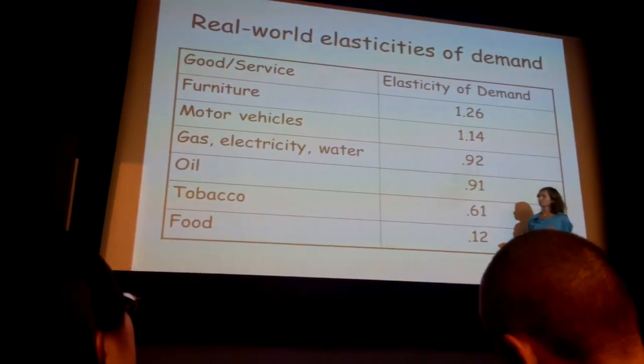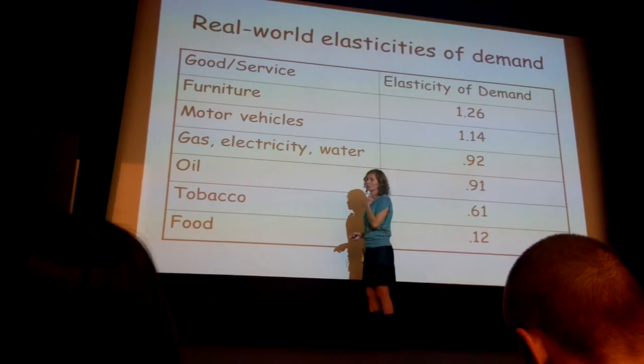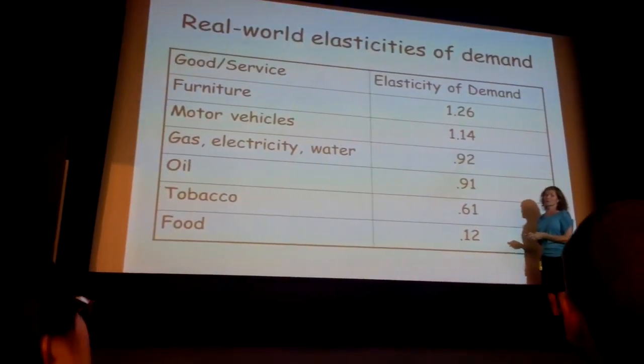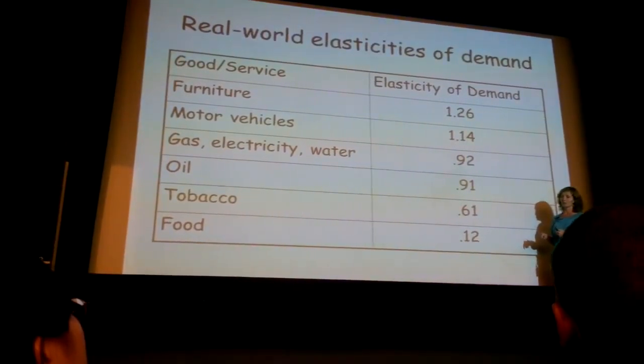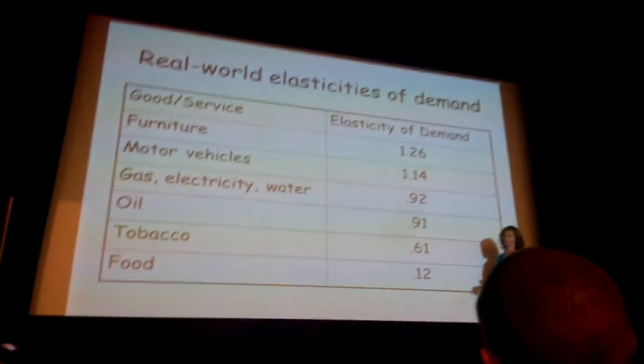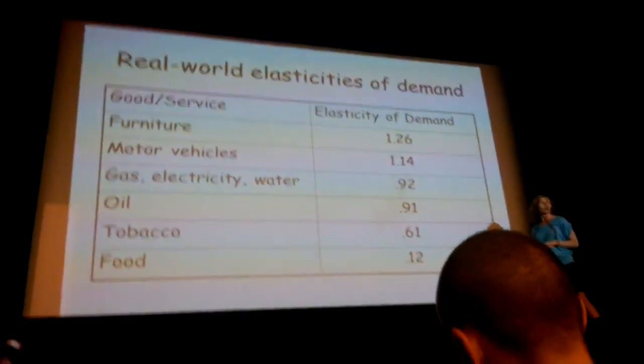Doesn't the elasticity of demand change along a curve? That's a good question. This means that at current prices, whatever the current price is, this is the elasticity of demand. So these are estimated at the current price. Other questions?